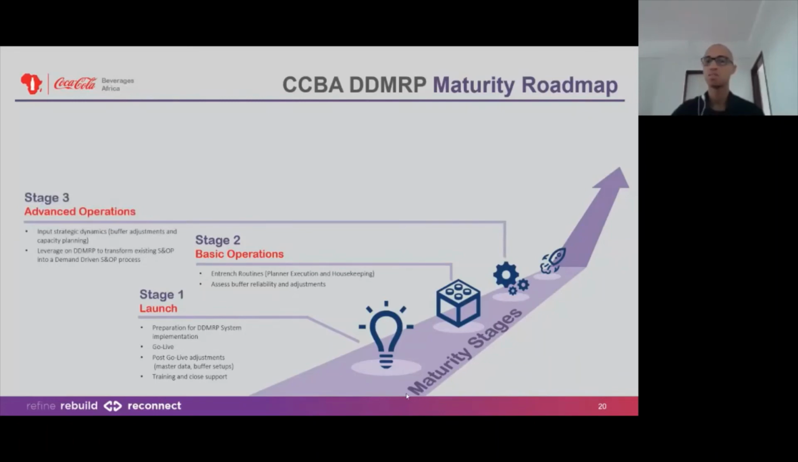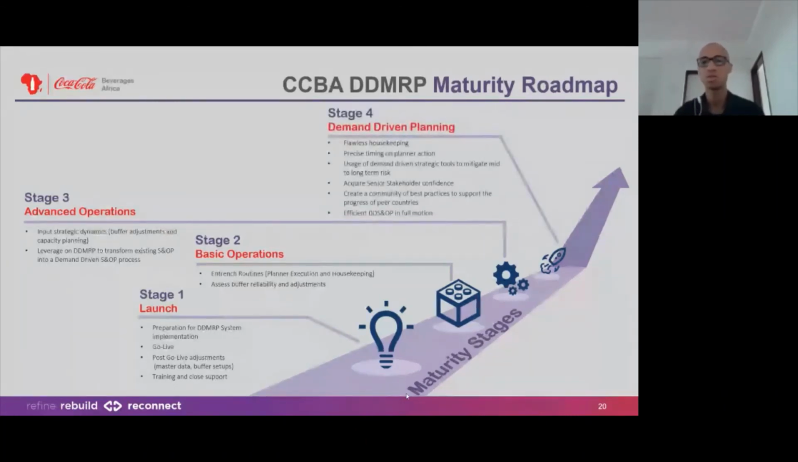Okay. Stage three would be basically when we start moving up, advanced operations, we call it. It's basically saying, okay, we know how to operate the system, but we also know how to use the system for a more advanced, more strategic, longer horizon impact. And this is where you start connecting our DDMRP model, our software, into a whole sales and operational planning process.